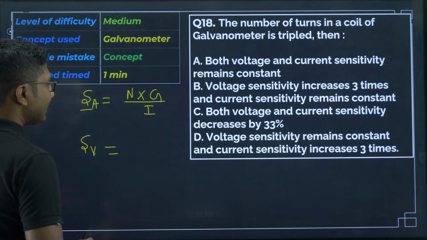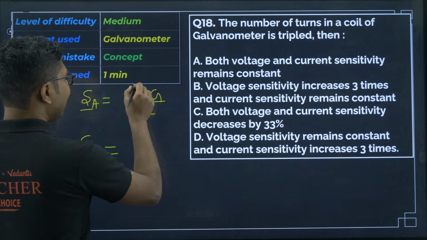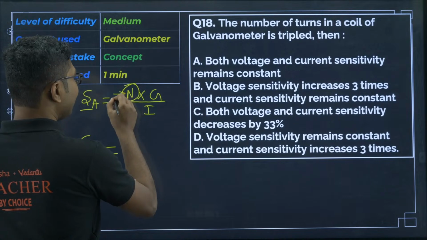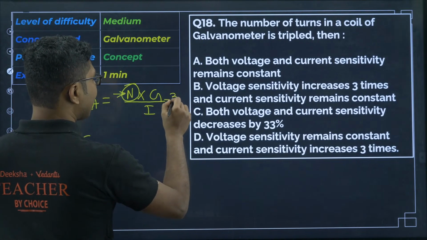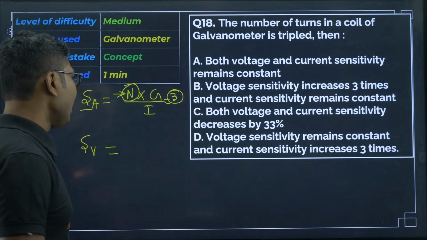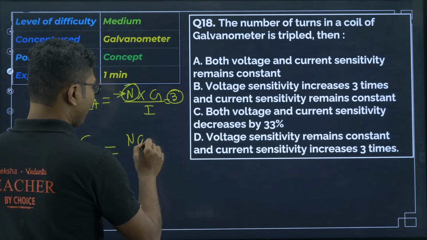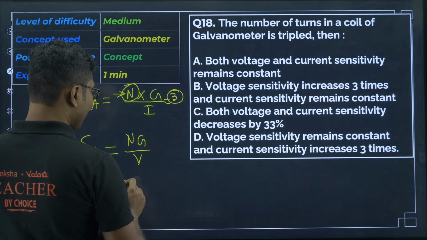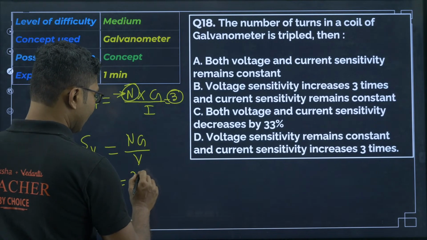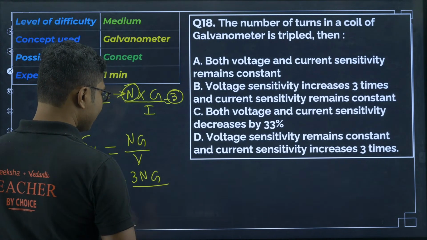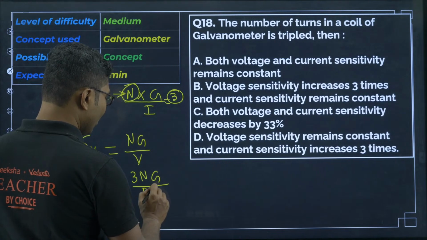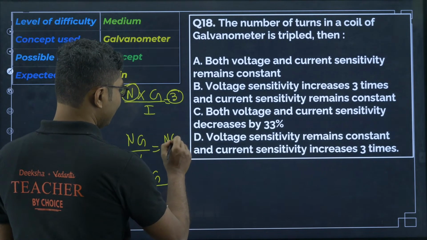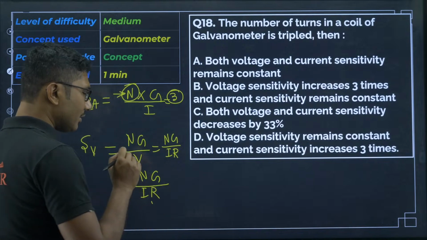Voltage sensitivity is basically, so if you increase the N by 3 times, definitely your current sensitivity will be 3 times. Okay, but the same formula if you apply for the voltage sensitivity, voltage is basically given by, so now you have increased this number to 3N. Okay, G part is constant. Now V is basically given by I into R. So initially also it was NG by IR. Now it is also NG by IR.